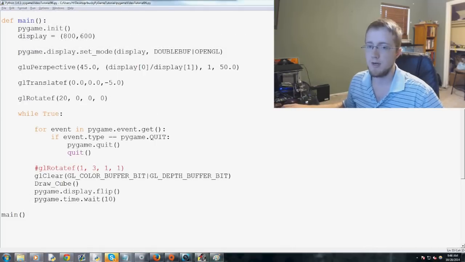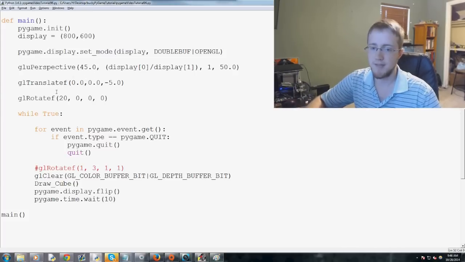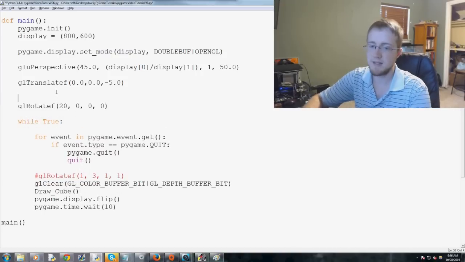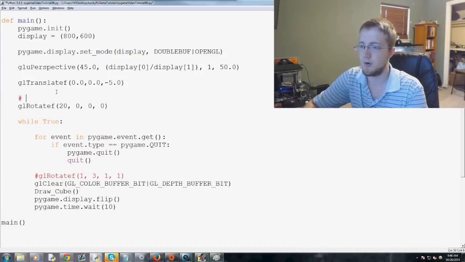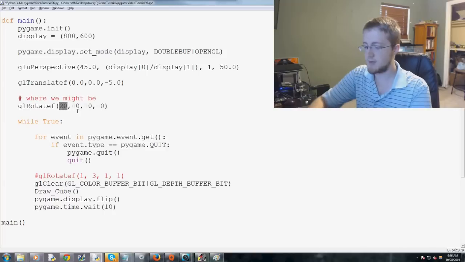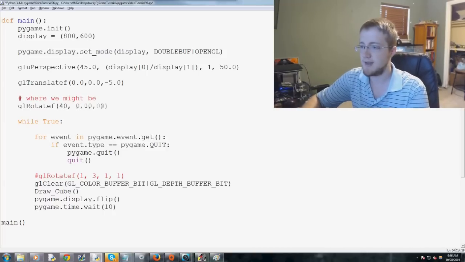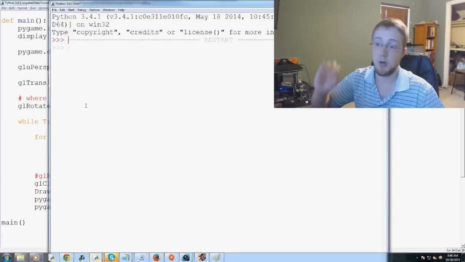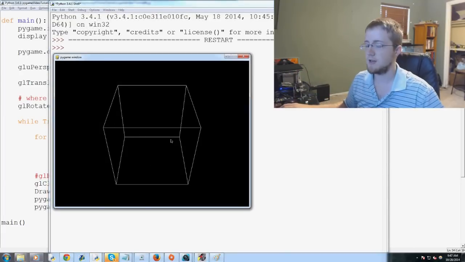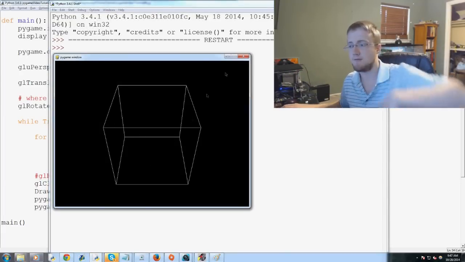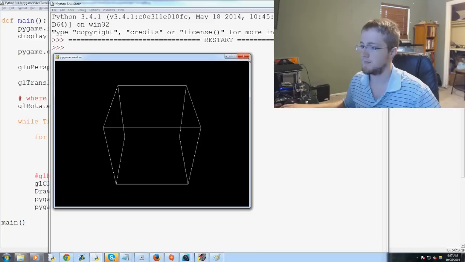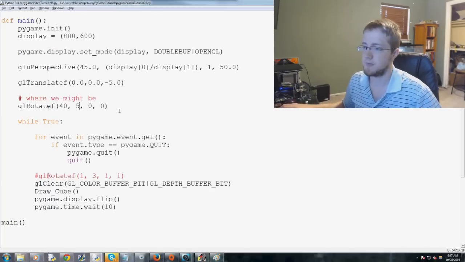Now let's talk about the various functions we have. We have glRotate, and this is basically sort of where we might be. Let's make this 40, and then let's make this a 5. That's your X parameter, and you see how we're almost above the cube. That's a different perspective for us.